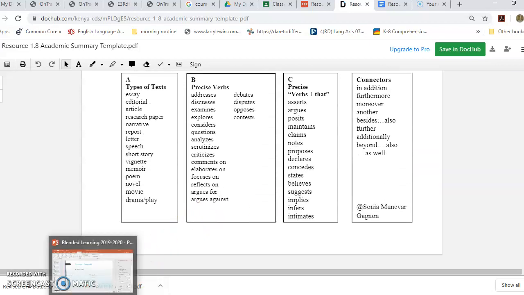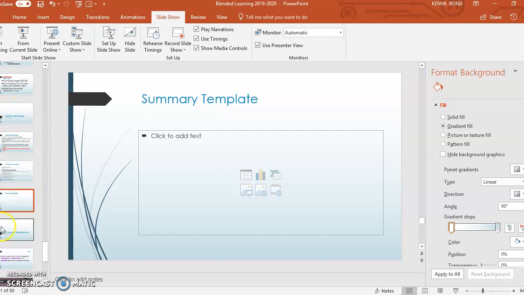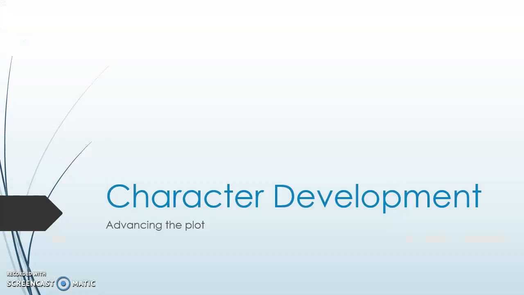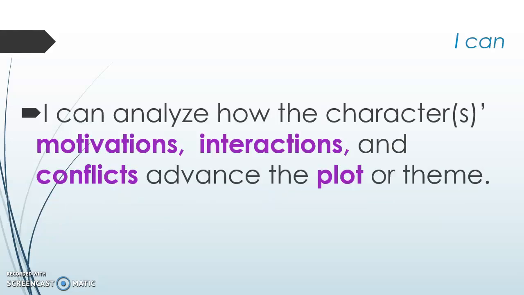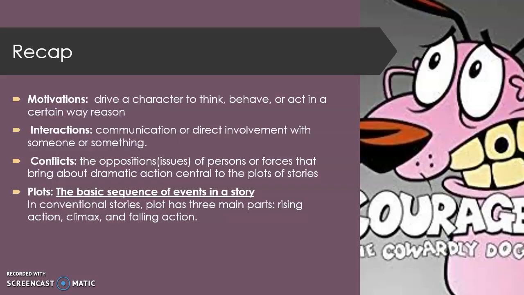All right. So I need you all to get a new sheet, and we're going to talk about character development. So flip over. Let's talk about character development very quickly. Character development, or advancing the plot. So by now, you should know the different types of characters, and you should know how to use the STILL method to analyze characters. Let's talk about their development and how they develop the plot. So your learning target is I can analyze how the characters' motivations, interactions, and conflicts advance the plot or theme.